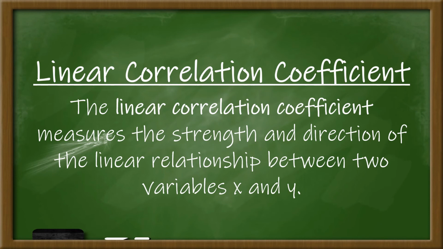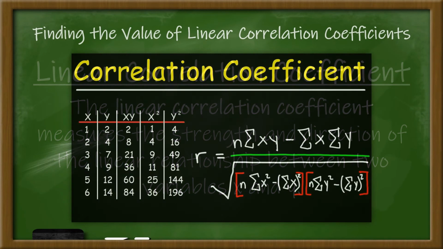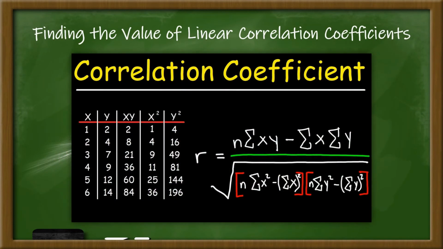How to find the value of the linear correlation coefficient? Step 1. Make a table as shown. Step 2. Place the values of x and y in the columns, multiply each x value by its y value, and place the products in the xy column. Square each x value and place the squares in the column. Square each y value and place the squares in the column. Find the sum of each column. Step 3. Substitute in the formula and find the value of r.